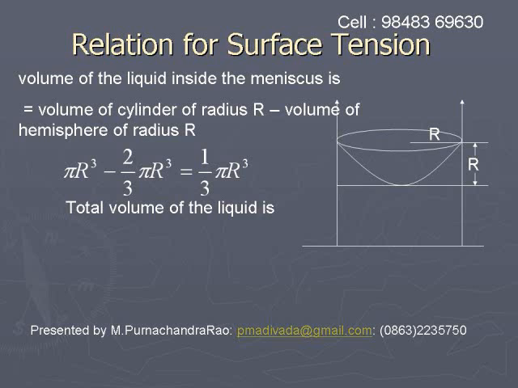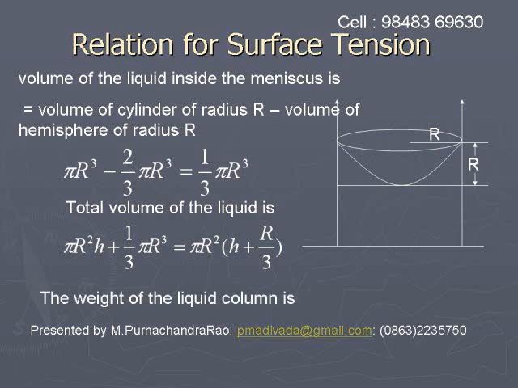So, the total volume of the raised liquid up to the lower meniscus is pi r square h. Inside the meniscus, it is 1 by 3 pi r cube. Hence, the total volume is pi r square h plus 1 by 3 pi r cube, which is equal to pi r square into h plus r by 3.